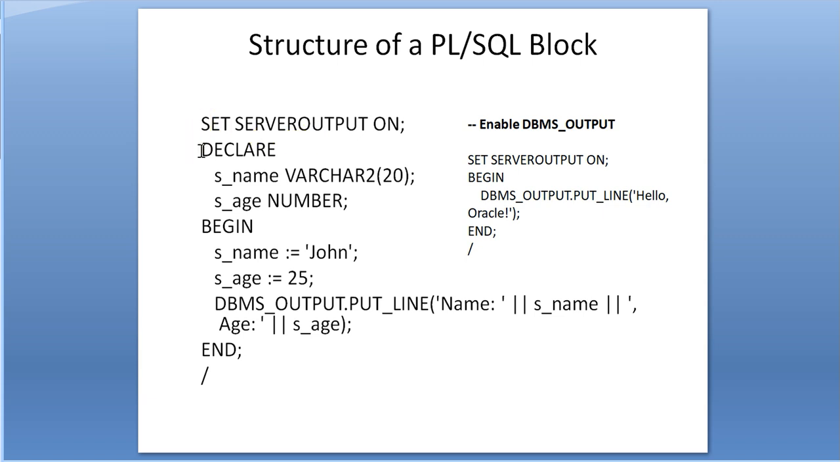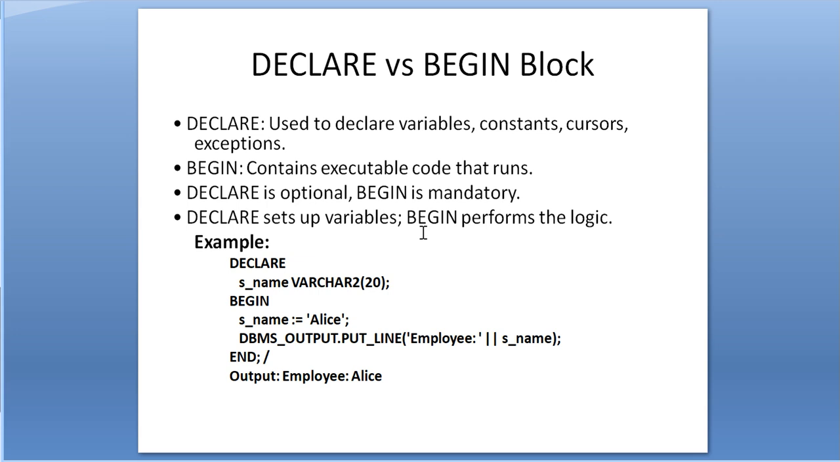It contains 3 blocks: DECLARE, BEGIN, END. DECLARE is to define the variables, BEGIN is for executable code, and END is for closing. DECLARE is used to declare variables, constants, cursors and exceptions. BEGIN contains executable code. DECLARE is optional, BEGIN is mandatory.